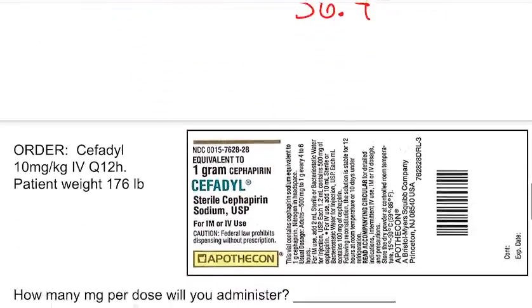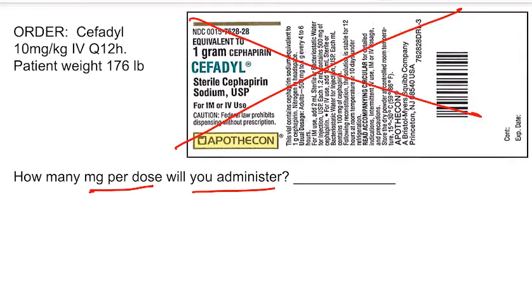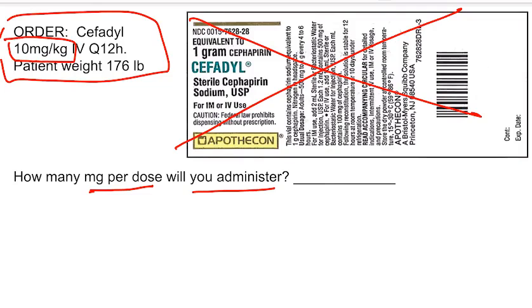Okay, moving along. Milligrams per dose will you administer? I don't care about my label for this one. I care about my order and my patient information. My order here is 10 milligrams per kilogram. My patient's weight is in pounds. Be careful, your patient's weight might sometimes be given to you in kilos, and you don't need to change that. But in this case, I need to take 176 pounds and divide that by 2.2.